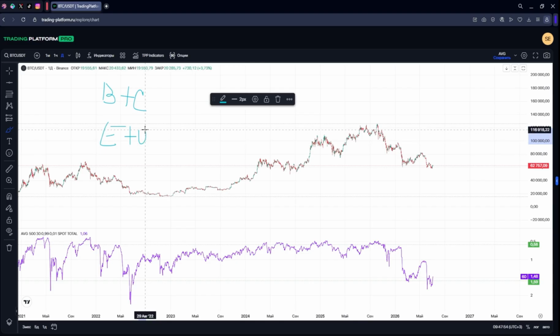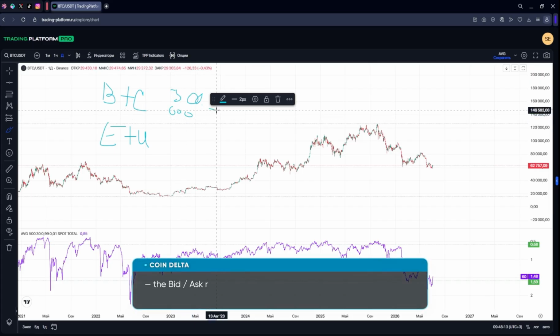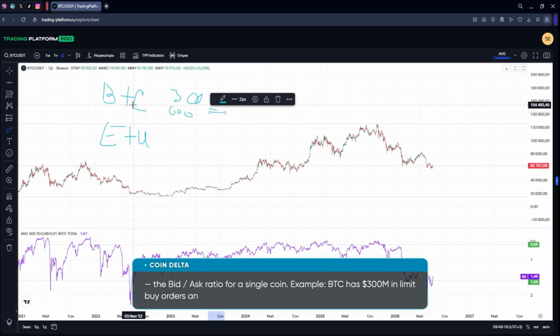Let's suppose that for Bitcoin at a depth of 60%, we have $300 million in USDT for buying and $600 million at a depth of 60% for selling. That is, there are Bitcoins worth $600 million. Accordingly, the AVG for Bitcoin will be 0.5 because 300 bids divided by the asks is 0.5.